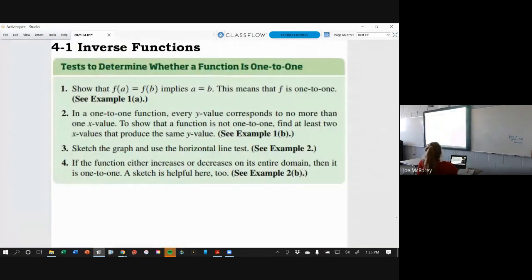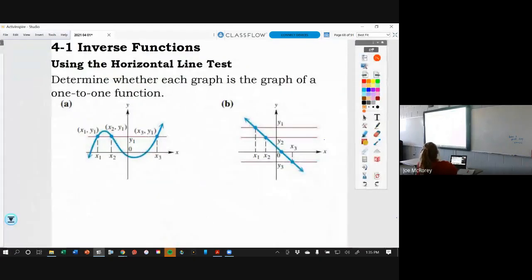And B, obviously, go back, is 1-to-1. B is 1-to-1 because it passes the horizontal line test. Good stuff.